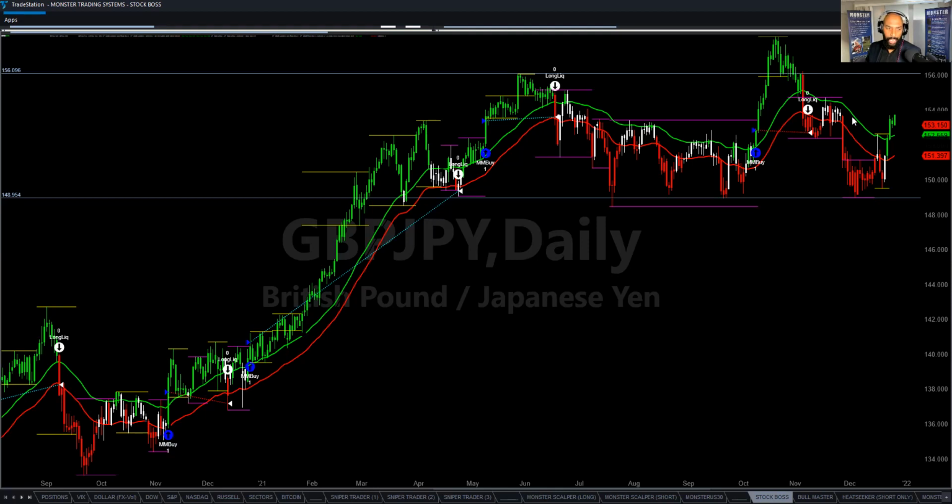But boy, if we can clear that area, if you guys look at this area here, it is kind of like this area in here. And you notice once we cleared resistance, look here for a second.